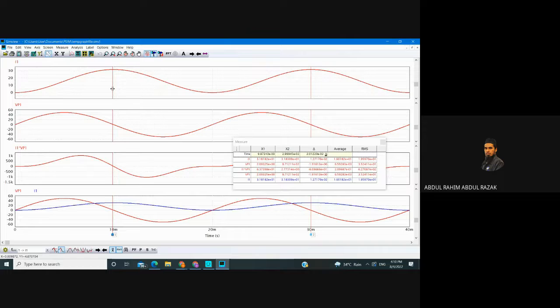So X1 and X2 represent the instantaneous values. If you look at the graph, it will represent the peak value of current, peak value of voltage, peak value of power. Then the delta is the difference. The average is taken between X1 and X2. Can you see? The RMS also will be read between the X1 and X2 time frame.